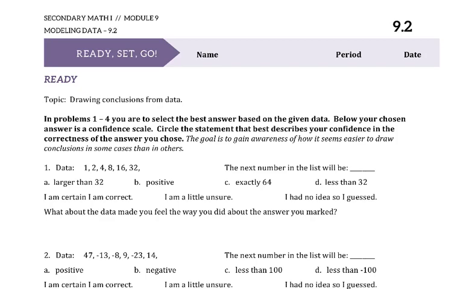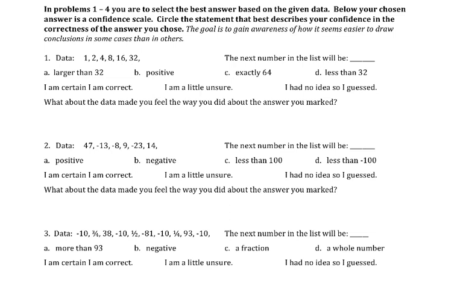Math 1, Stats 9.2. So, problems 1 through 4, we are selecting the best answer based on the given data. So then we'll say what confidence we have. So data 1, 2, 4, 8, 16, 32.